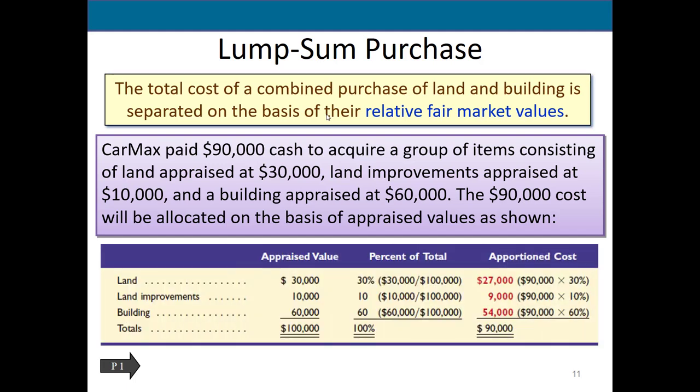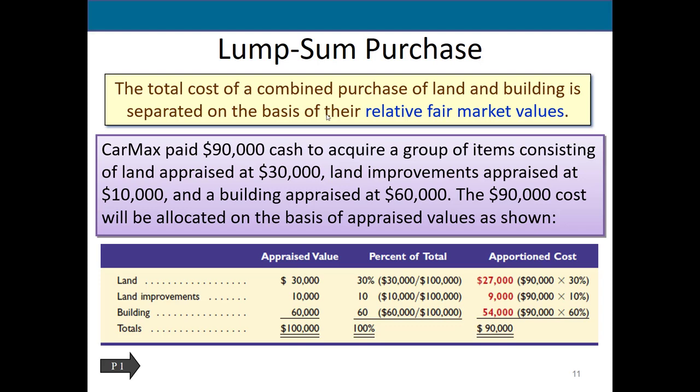But before we even get that far, we need to understand that when we purchase assets, sometimes we can just end up making a lump sum purchase and buy several assets at one time. And we may have a hard time determining what value to apply to the different classes of assets that we've purchased. Let's take a look at this example. I think it will explain a little bit better.